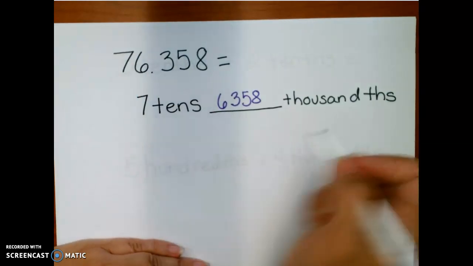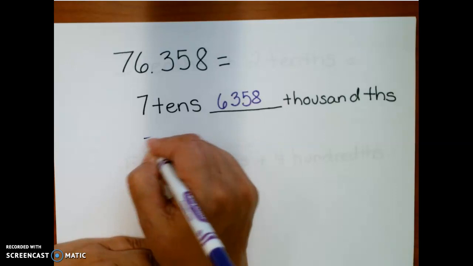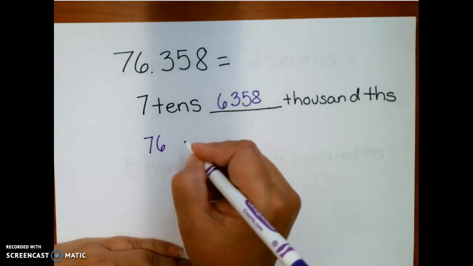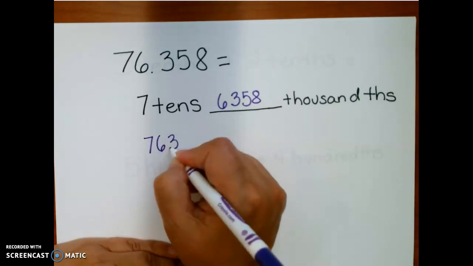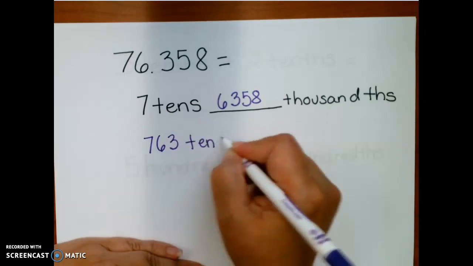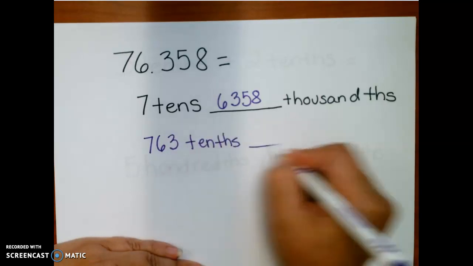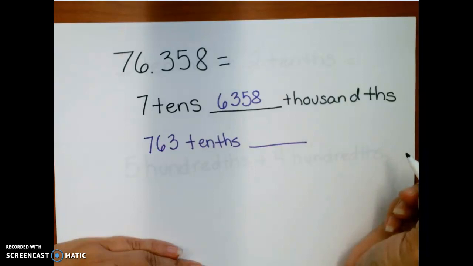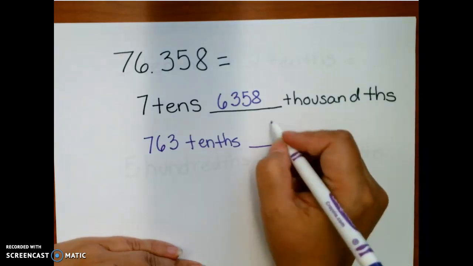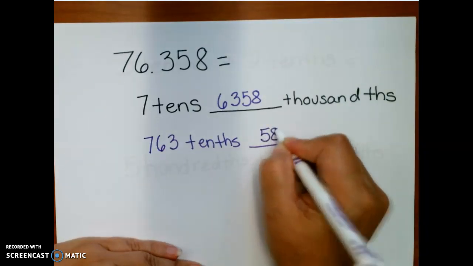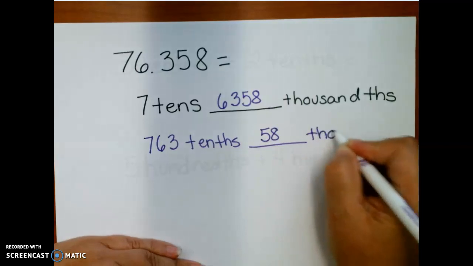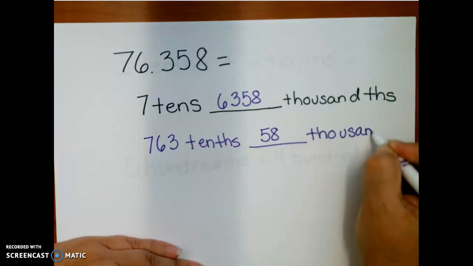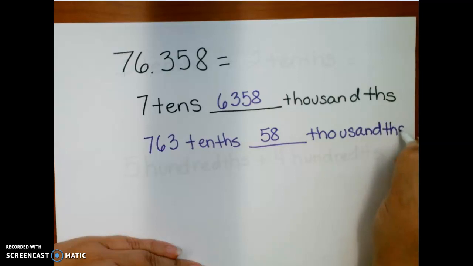Now, what's another way I can write this number? Well, I can also write it 763 tenths and how many thousandths? What do you think? If you said 58, you're right. And 58 thousandths.